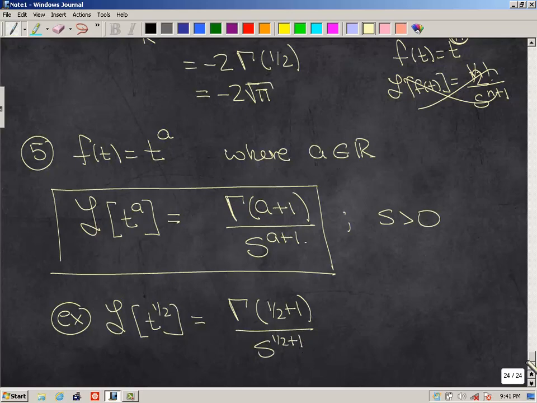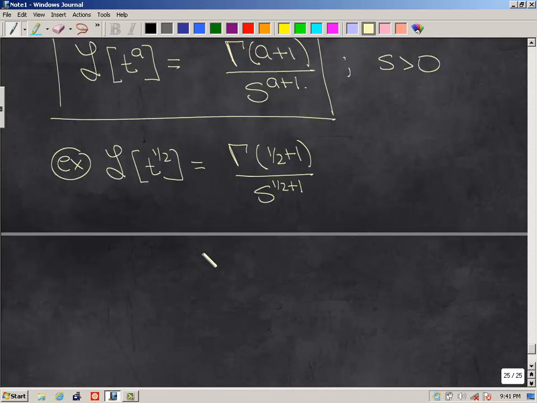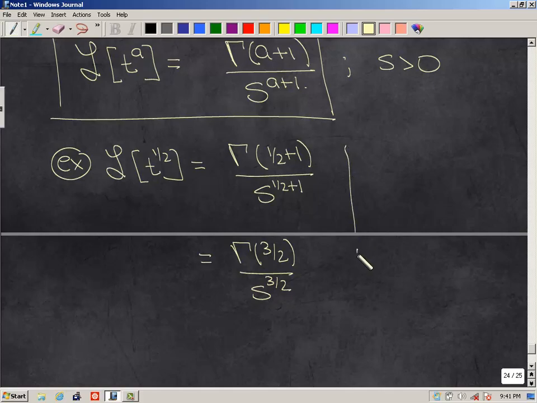Okay, which we can simplify a little bit, which gives us what? Gamma of 3/2 over s raised to 3/2. Okay, what is gamma of 3/2? Well, how do we do that? I'll do it on the side here. We use this property, gamma of k is equal to 1 over k times gamma of k plus 1. So how would we do that? What is gamma of 3/2?